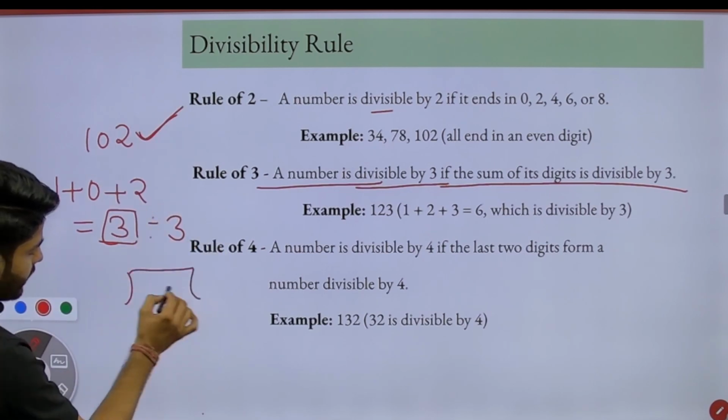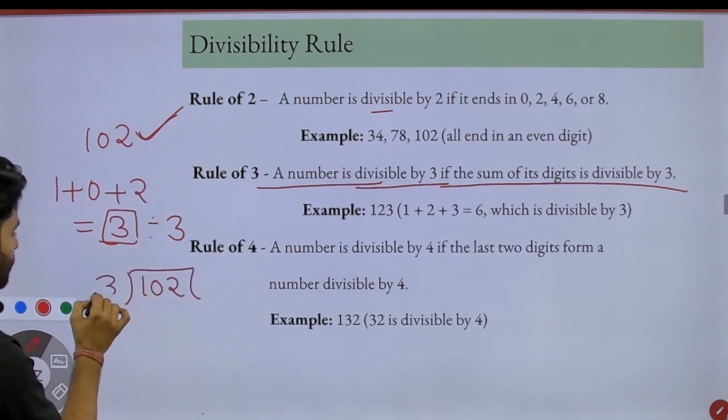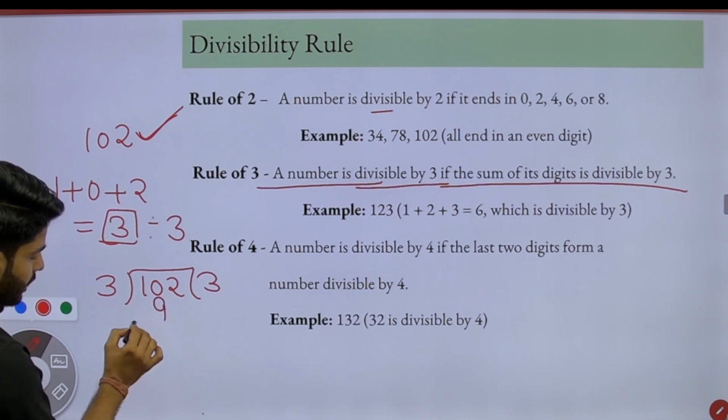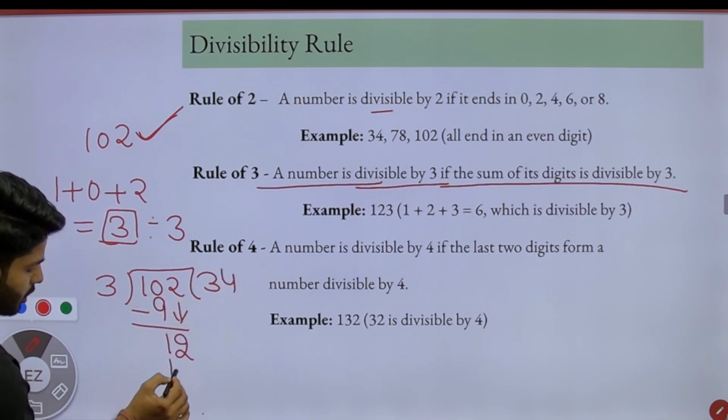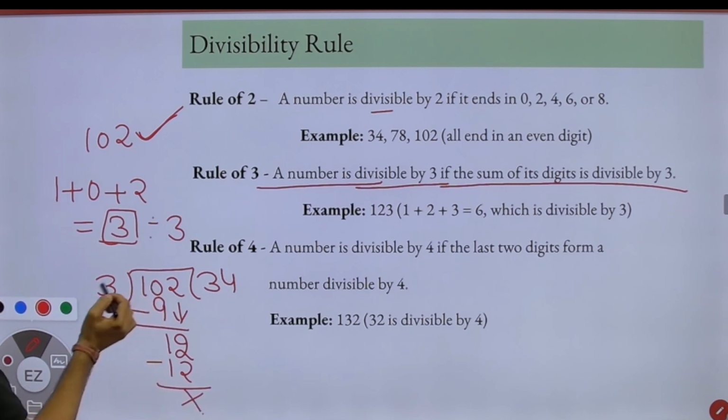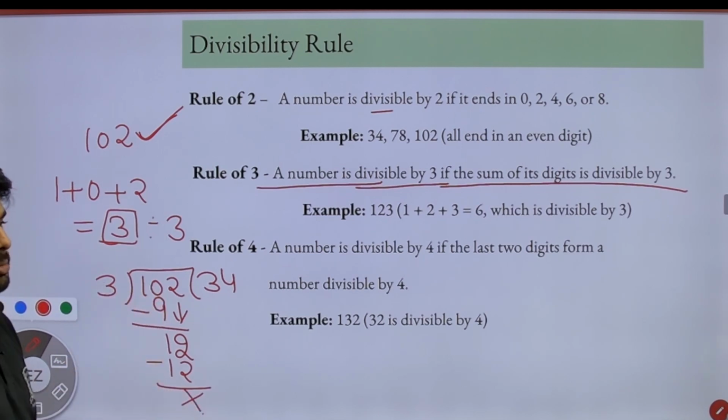Let's check. Here is 102. When we divide it by 3, 3 3s are 9. When we subtract 10 minus 9, that is 1. Then we bring down 2. Then 3 4s are 12. Now we can clearly see 102 is divisible by 3. So it means this rule works.